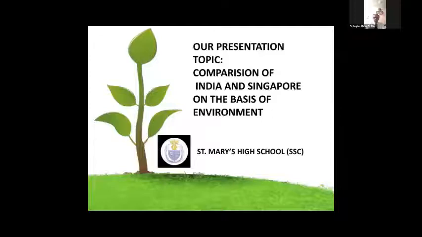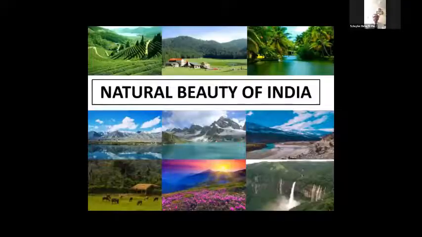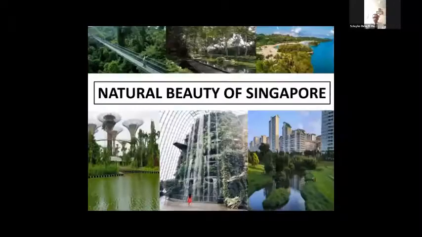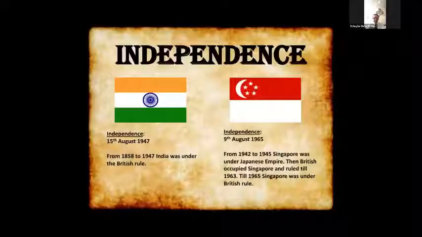Our topic for today's presentation is the comparison of India and Singapore on the parameter of environment. As you can see, this shows us the natural beauty of our country, India. The natural beauty of Singapore is its botanical gardens, Gardens by the Bay, and the beautiful Sentosa beaches. India got its independence on 15th August 1947, whereas Singapore on 9th August 1965. Both these countries got freedom from the British rule.